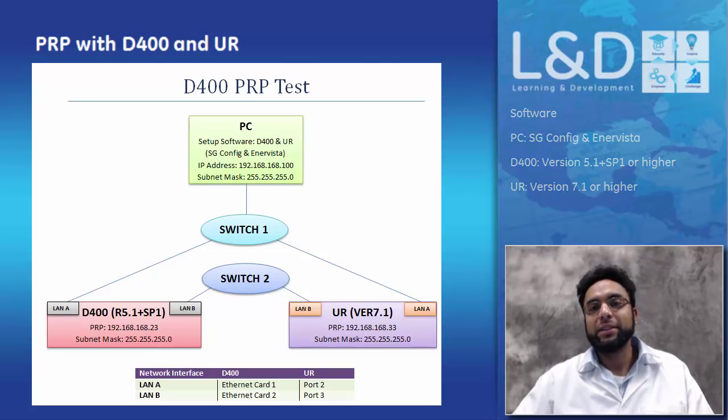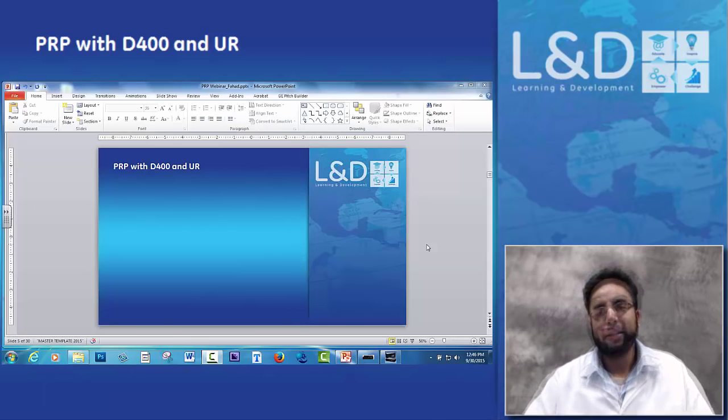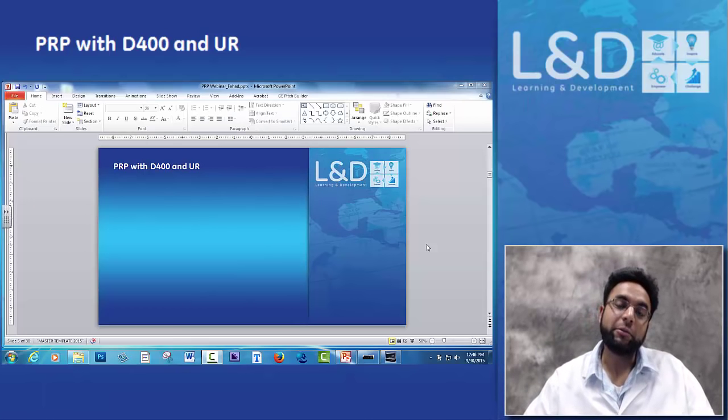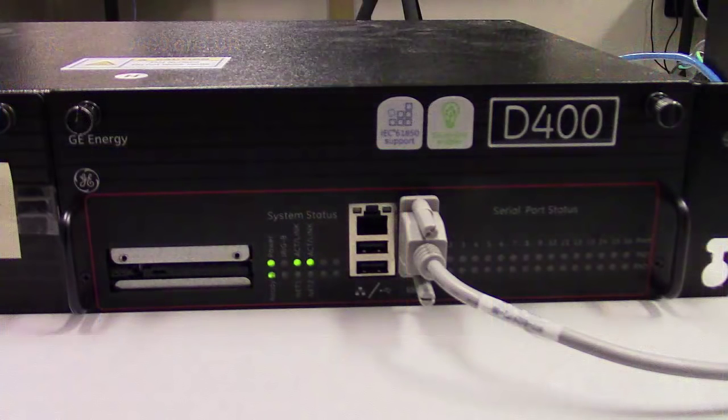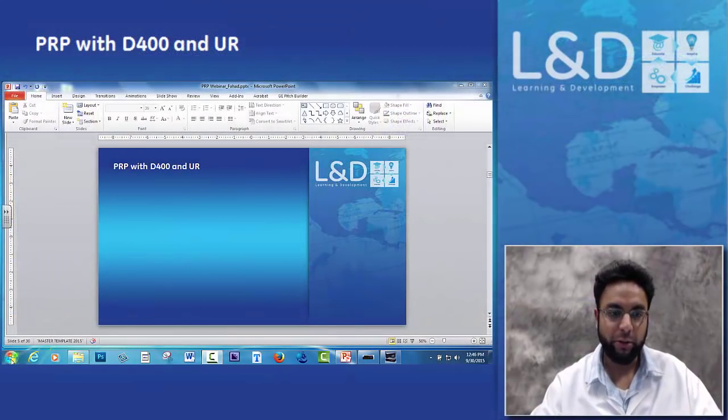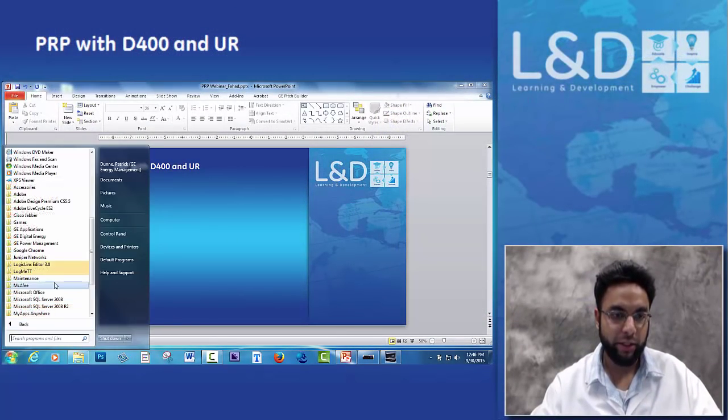So let's get started. In order to configure PRP on the D400, we have to connect a serial port to the maintenance port of the D400. So any null modem cable can be connected. I have the null modem cable connected to the D400, and I'll open up a terminal window so that I can configure PRP on it.